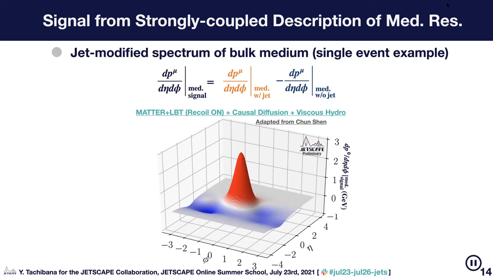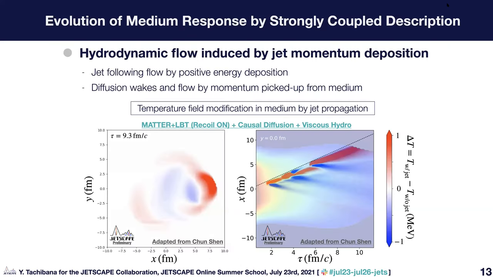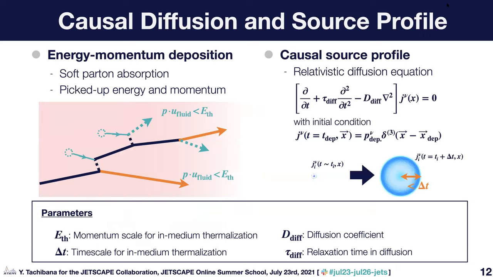Sorry, it took me a bit to unmute. Yes, I was wondering if the parameters E threshold and the formation time are independent, or do they have to satisfy, well, I think they do have to satisfy some uncertainty relations.